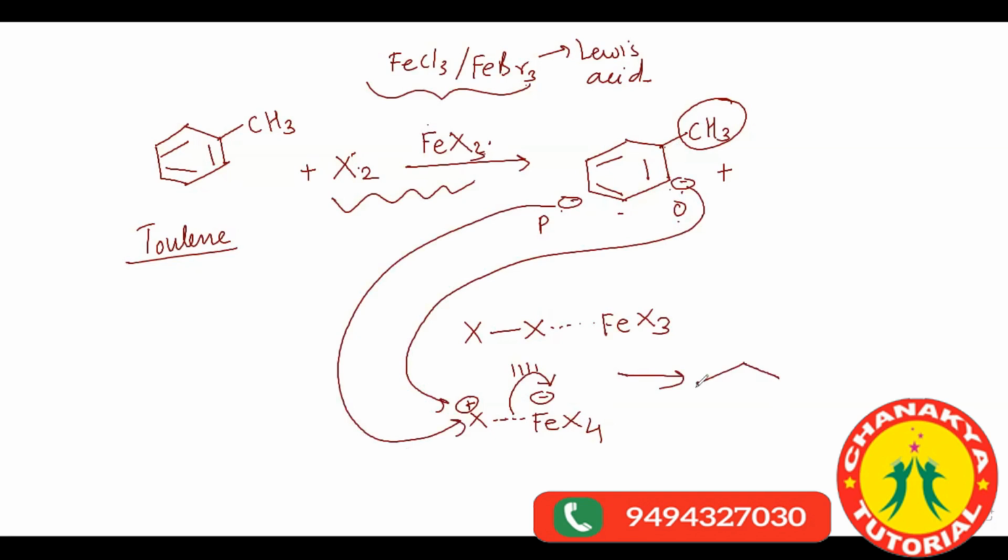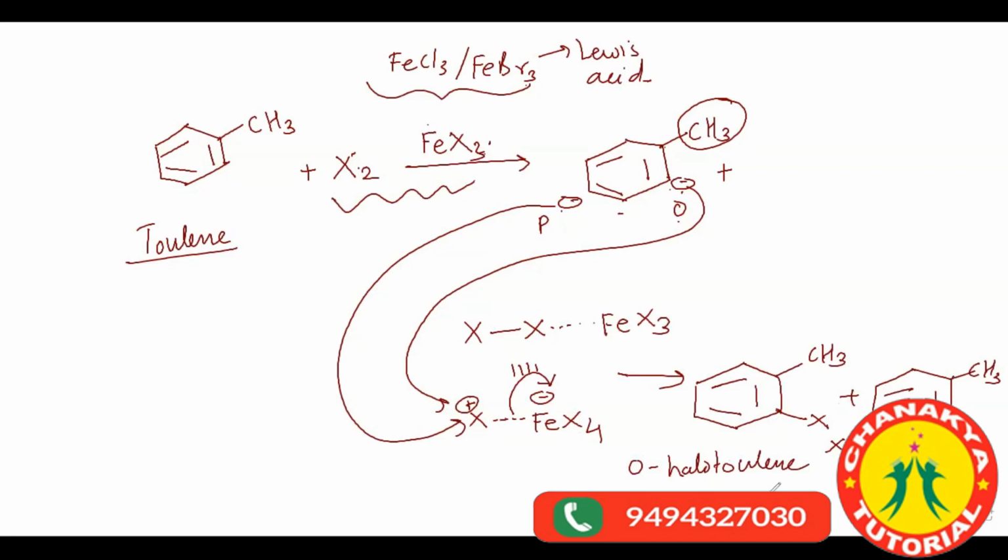Among that, the first one would be ortho halotoluene. This is supposedly your CH3 group, its ortho position, ortho halotoluene, and the product would be what? Your para halotoluene. This is CH3, and here it is X. Correct? So what is it? Ortho halotoluene. And this would be what? Para halotoluene. Clear? Yes or no? Yes, ma'am.